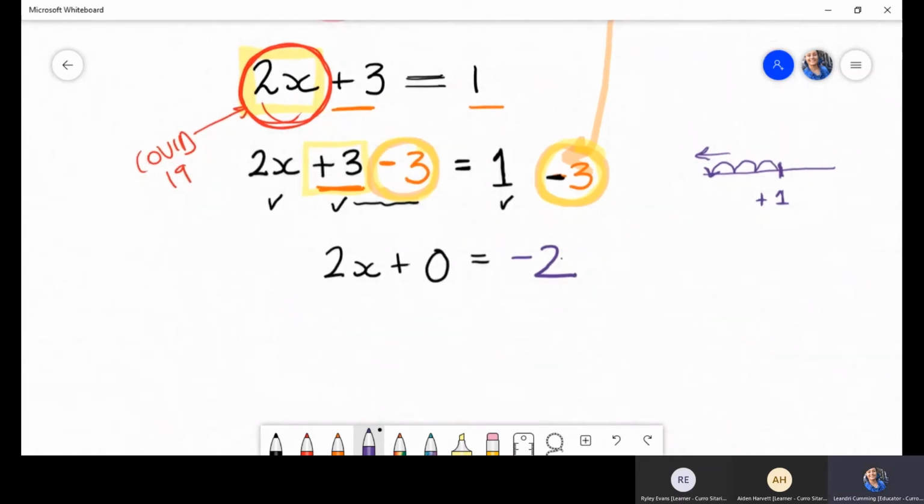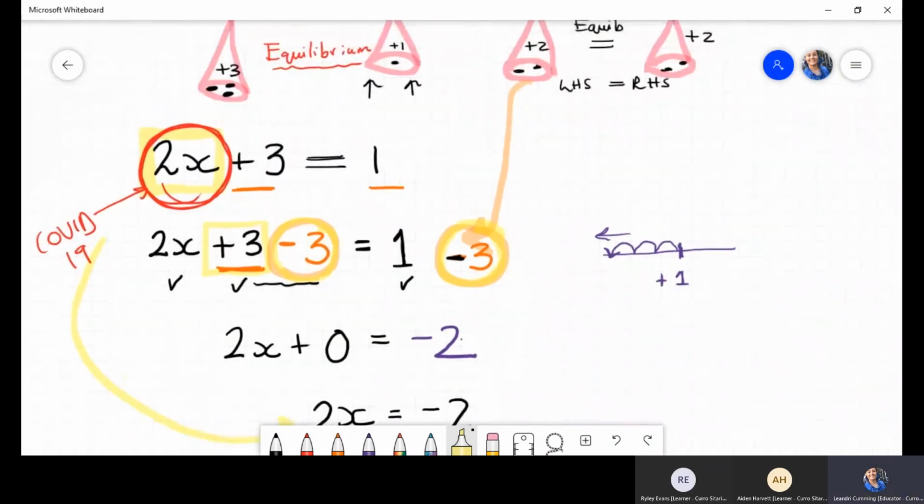But I'm almost there. I wanted to isolate 2x. I wanted to get 2x on its own. What did I do in the process? This is so important. This that we did right here, this step.